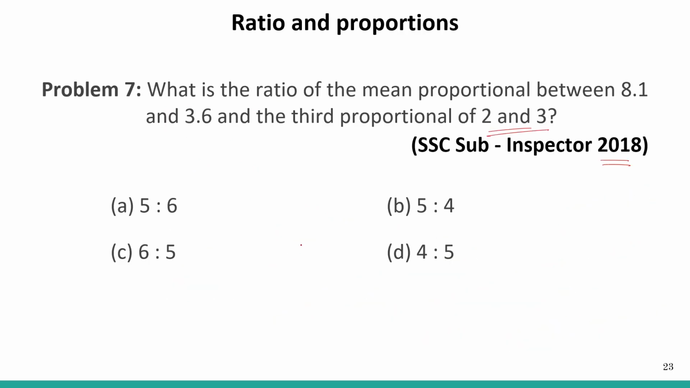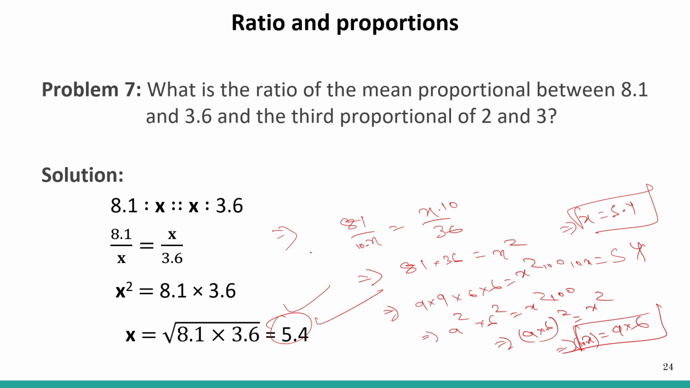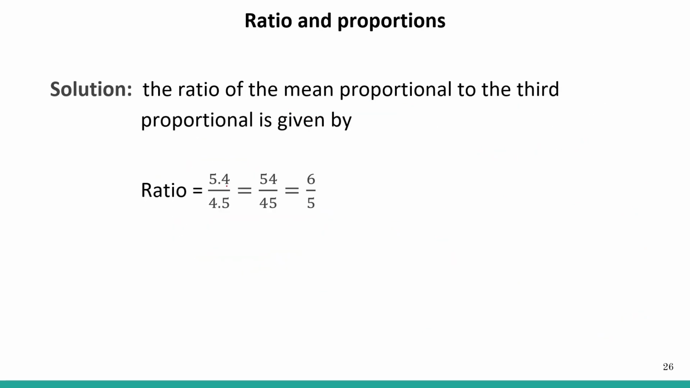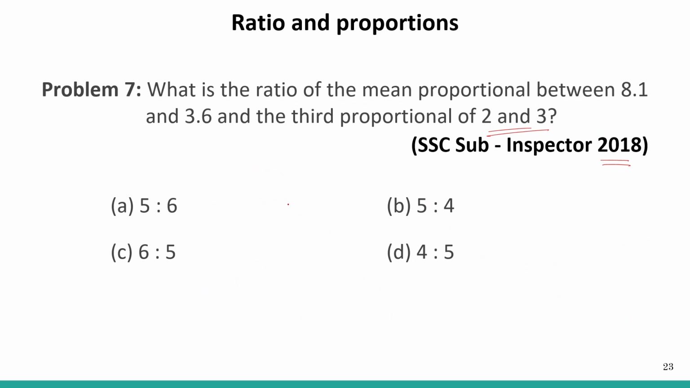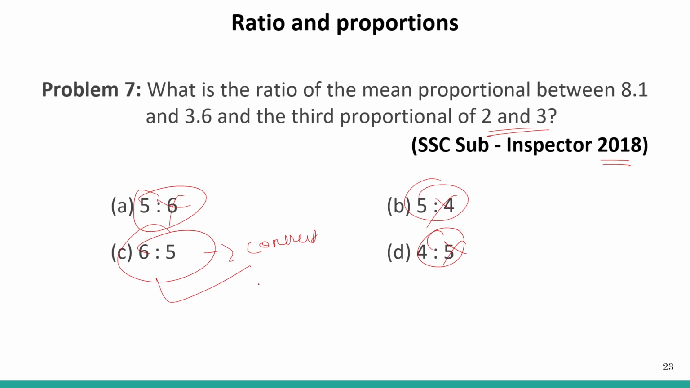Okay. So 5.4 and 4.5. Okay. So 5.4 by 4.5, the ratio will be 54 by 45, that is 6 is to 5. So 6 is to 5 is the only correct answer here. So this is the correct answer here. These are all wrong answers. Okay. The only correct answer is 6 is to 5.